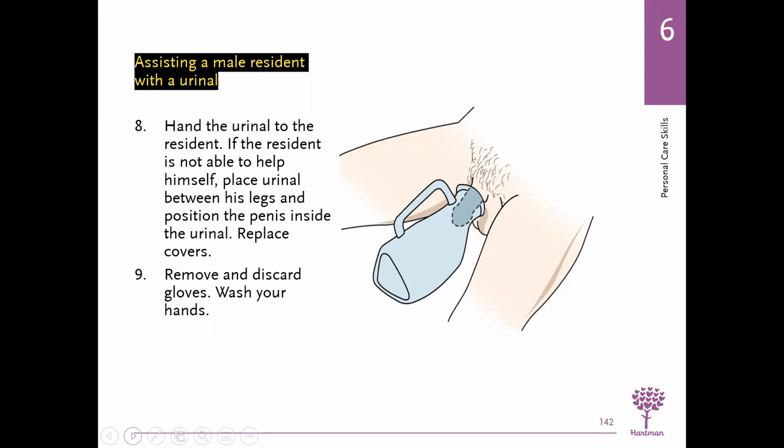Some residents can wipe themselves, but if not, you have to be prepared to perform perineal care. This is an example of assisting a male resident with a urinal. Hand the urinal to the resident. If the resident is not able to help himself, place a urinal between his legs and position the penis inside the urinal. Replace covers. Remove and discard gloves and wash your hands.